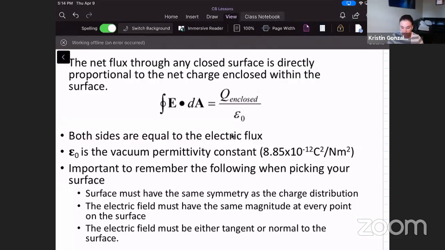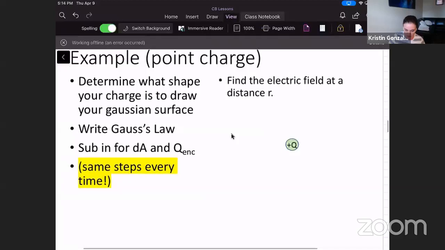All right, so I want to switch over here because I've got it working now. There we go. So we have our point charge here.